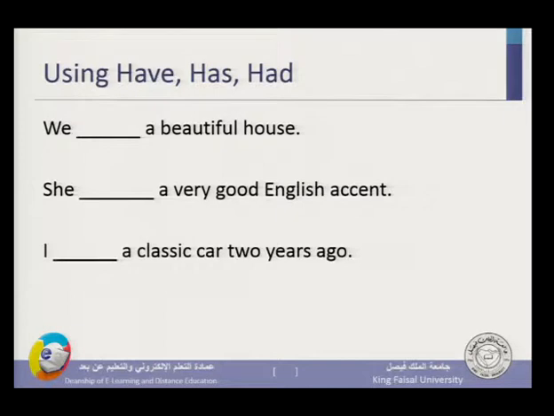In the third example, a classic car 2 years ago. 2 years ago is indeed an indicator that the verb is to be in the past. So I say, I had a classic car 2 years ago. 2 years ago, I used to have a classic car. Had is to be used because had is the past form of the verb has or have. So I had a classic car 2 years ago. Ago means that the verb is to be in the past form.